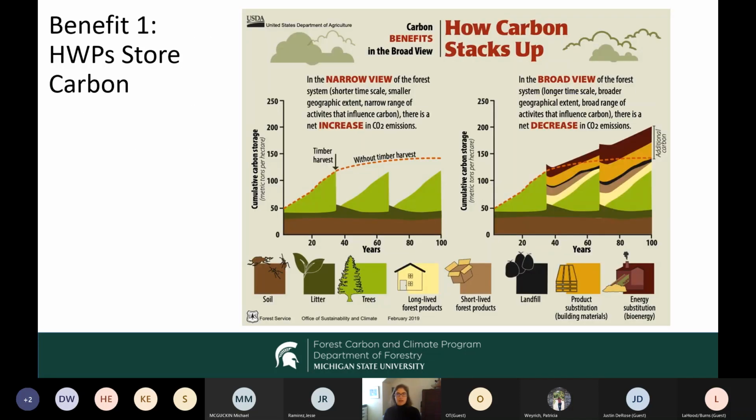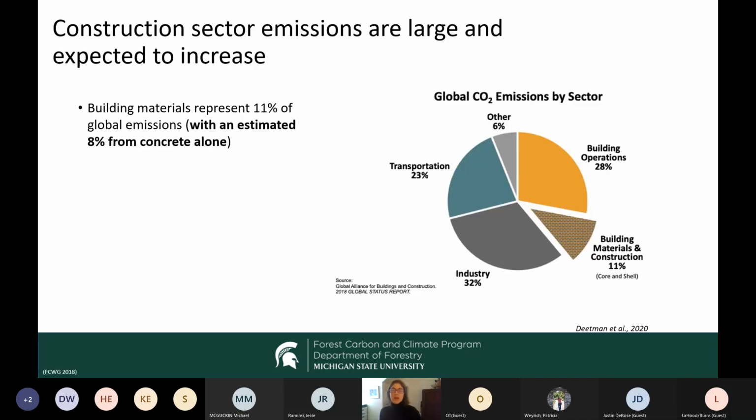Okay. So a strong focus here is going to be on construction, right? Especially when we're talking about the importance of substitution, that's really almost exclusively coming from the construction sector, as well as bioenergy, which is more of a disputed category. But construction sector emission substitution represents the largest potential for wood products in terms of carbon storage.